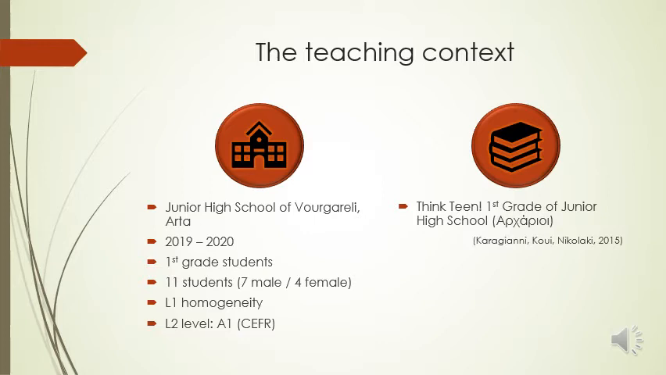It has 3 components: the student's book, the workbook and the teacher's book. The student's book consists of 9 units covering a range of themes such as daily routines, professions, environment, sports, musical instruments, school, food, clothing, and traveling.